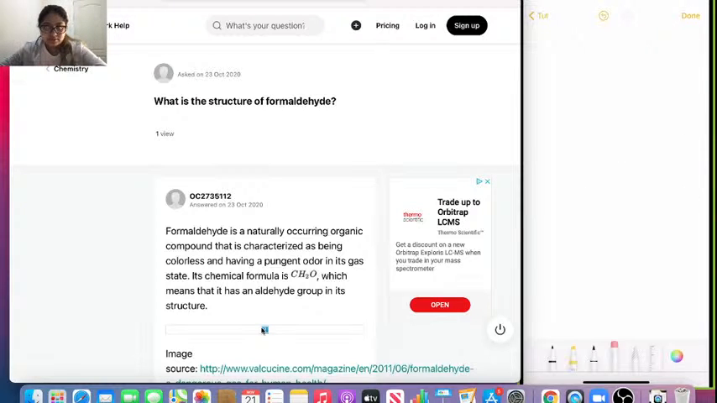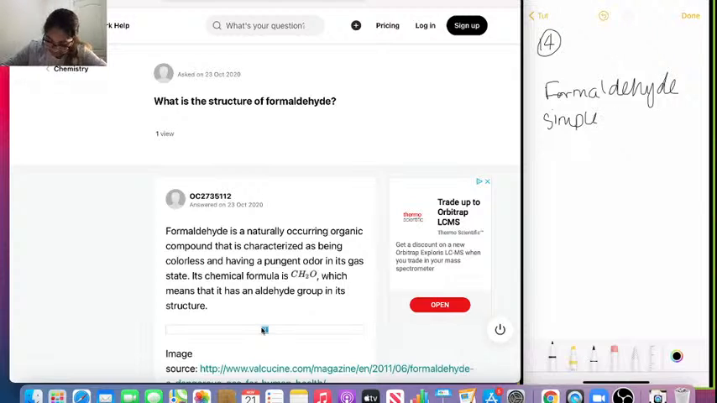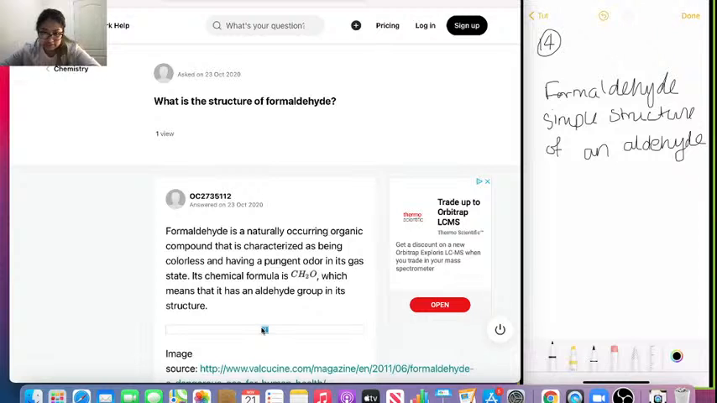Okay, so the next question, 14, says, what is the structure of formaldehyde? So formaldehyde is the simplest structure of an aldehyde. It is an organic compound and it is characterized as colorless and in a gas state.